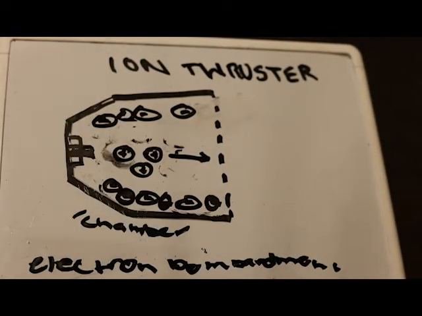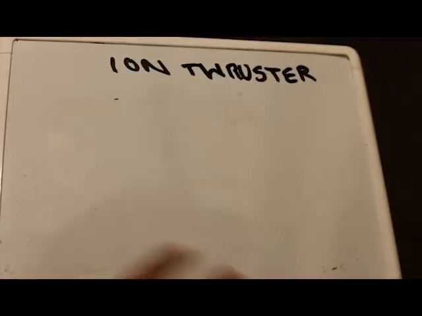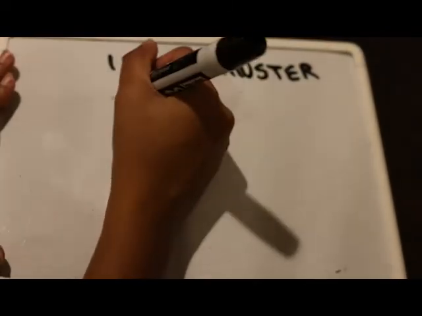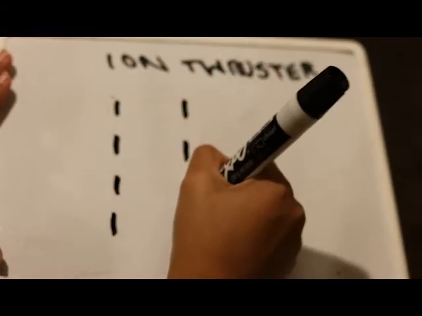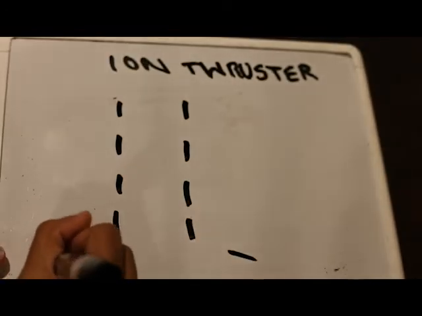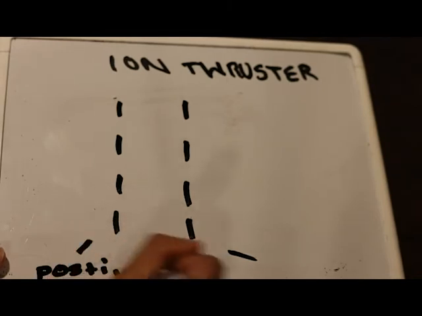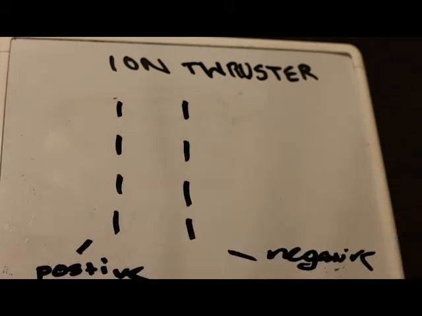So let me erase all this, and I'm going to show you what exactly happens in the electric grid. Okay. And then let's just draw out this electric grid. So this electric grid is going to have both a positive charge side and a negative charge side.